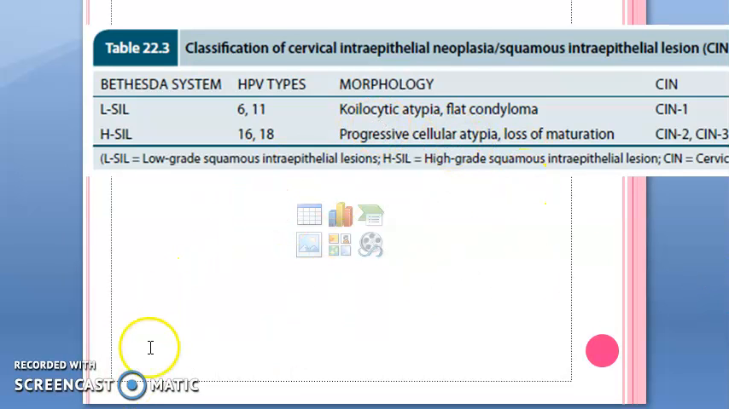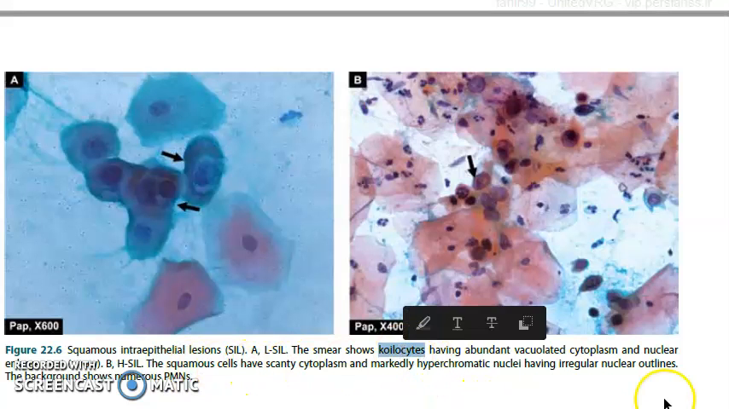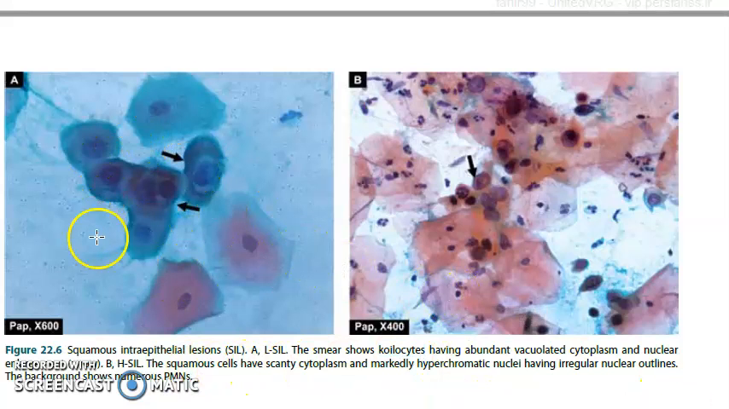What is this koilocytic atypia? Flat condyloma. So here you are seeing the koilocytes. In this one, it's a low-grade squamous intraepithelial lesion. This is a high-grade squamous intraepithelial lesion of cervix. Here you will see scanty cytoplasm. Here there is abundant cytoplasm. In the first one, there is abundant cytoplasm. In the second one, there is scanty cytoplasm. In the second one, there are marked hyperchromatic nuclei.